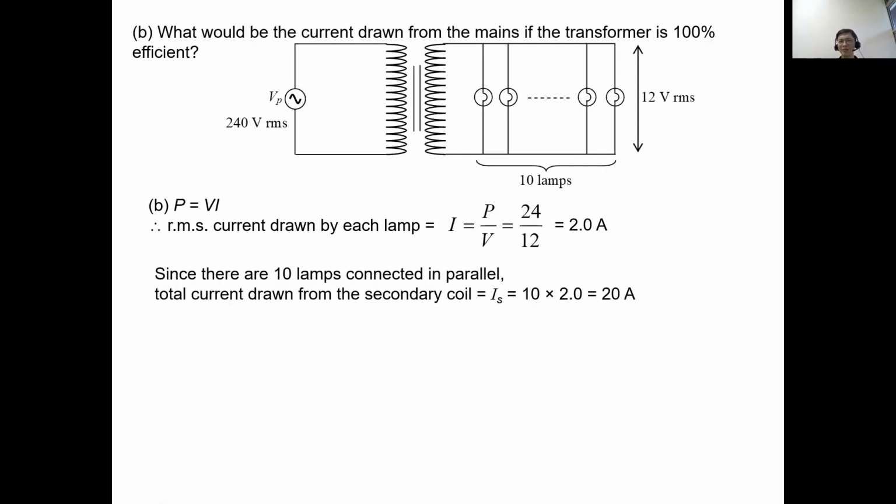Since there are 10 lamps, the root mean square current on the secondary side is, right? Each lamp draws 2 amperes. So the total current on the secondary side must be 2 times 10, 20 amps.